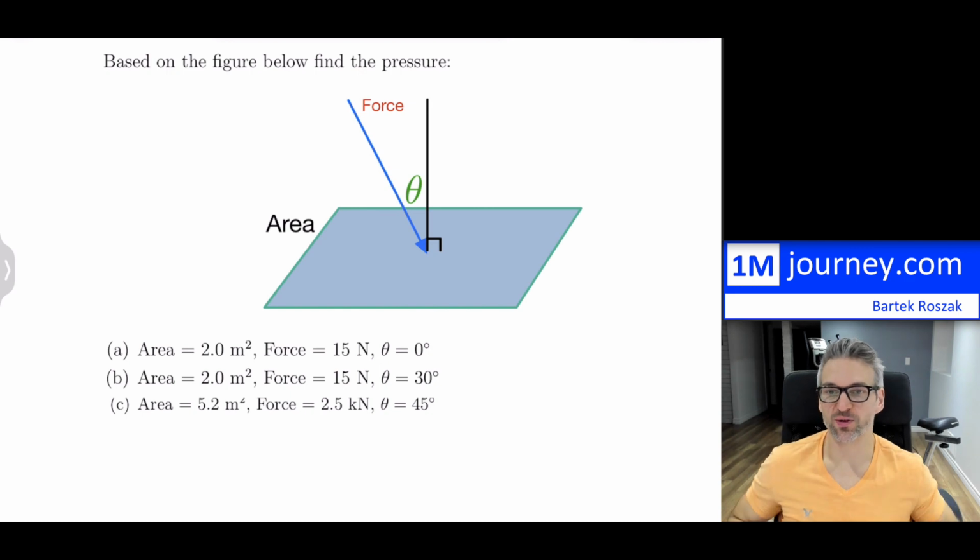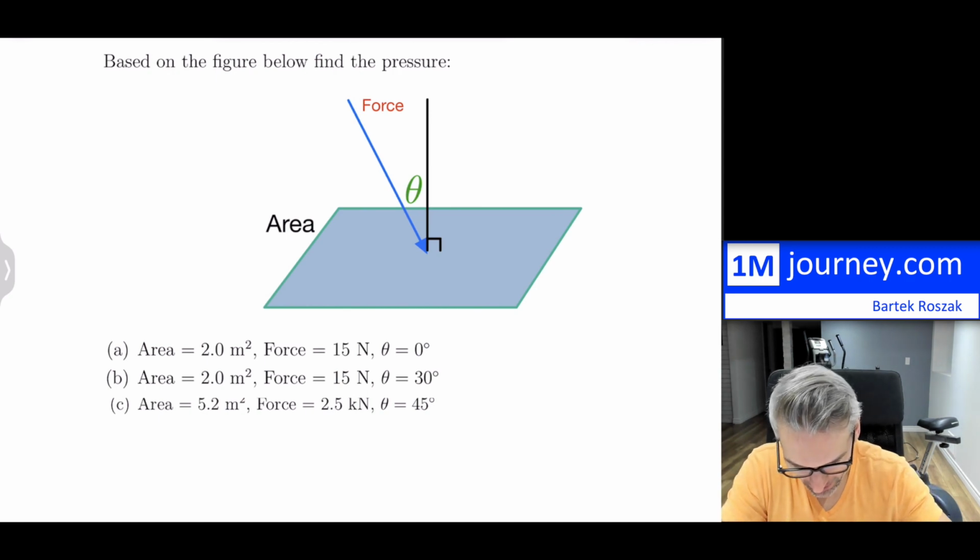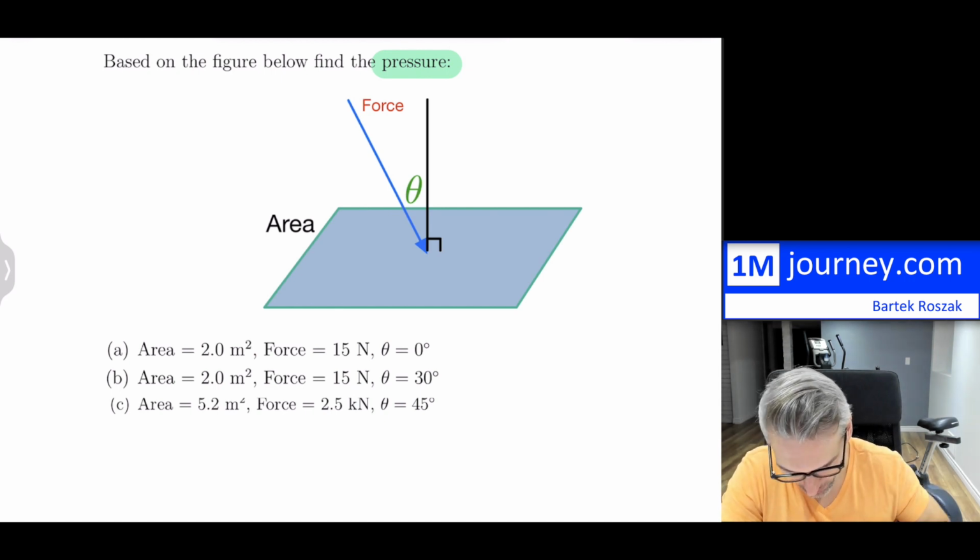Let's dive into 5 examples which relate back pressure and density. Okay, so here's the first one. Based on this figure below, we want to be able to find what the pressure is. That's our goal. Notice that they give us an angle there as well. So we're going to tackle these one by one.